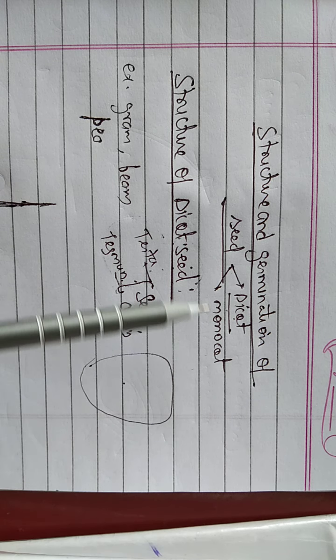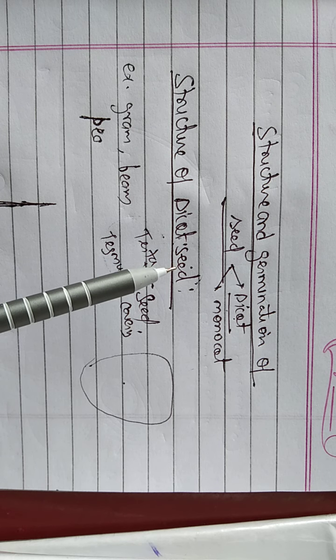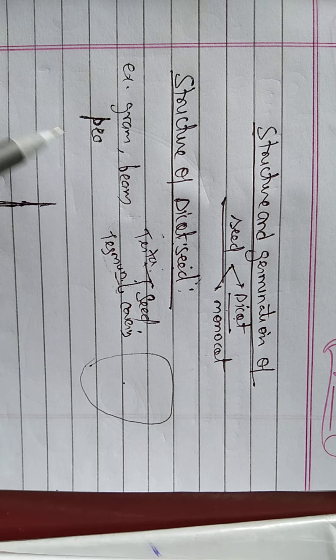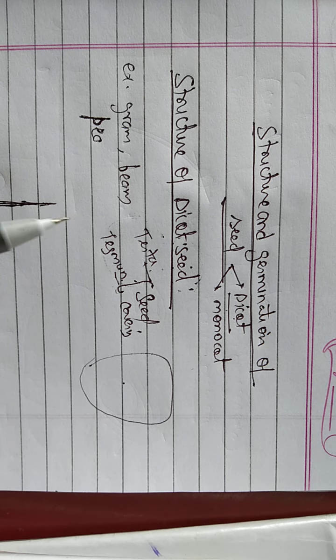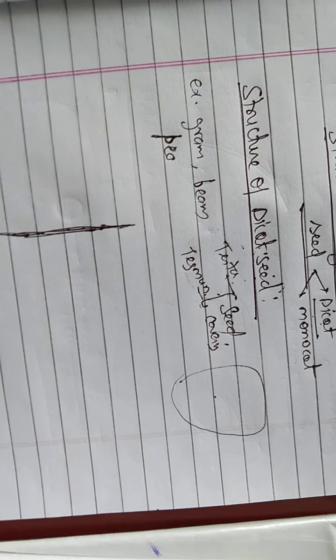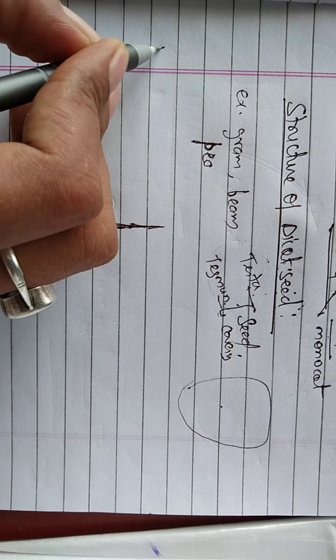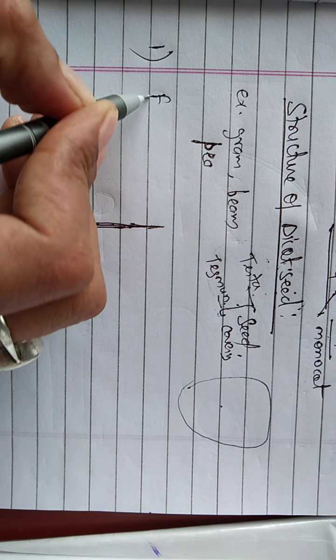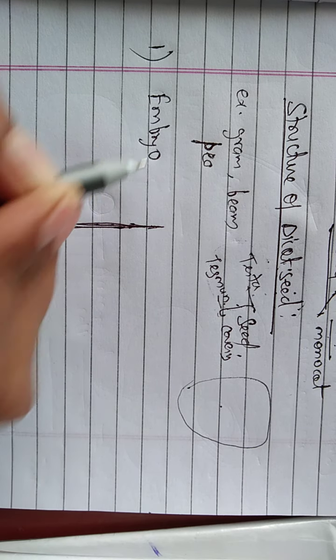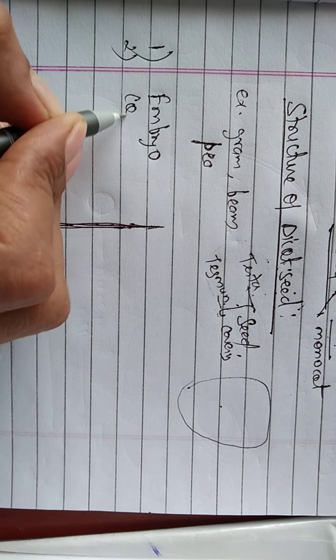If we see the structure of dicot seeds, examples are gram, beans, peas, etc. If we see the structure of the seed, it mainly consists of two parts, the embryo part and the second part.